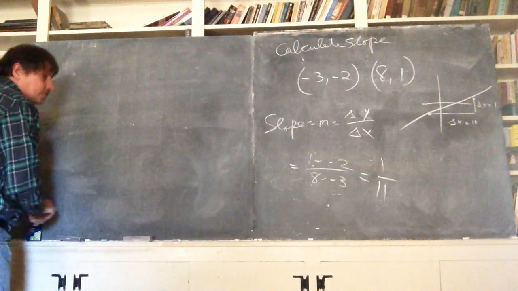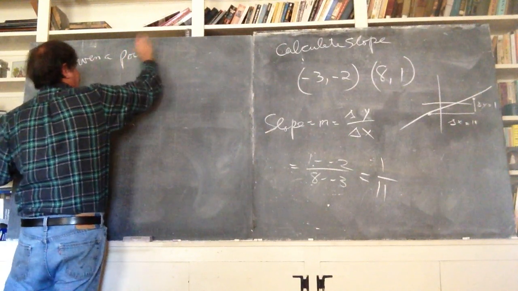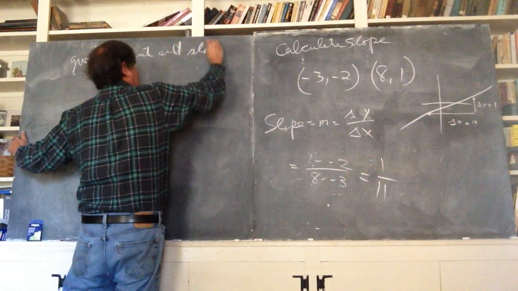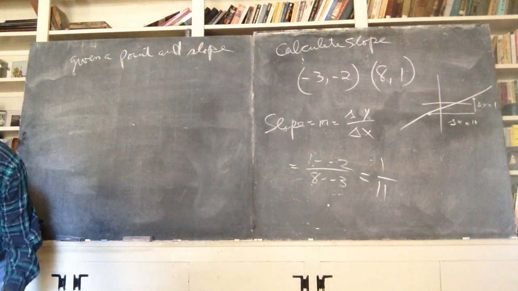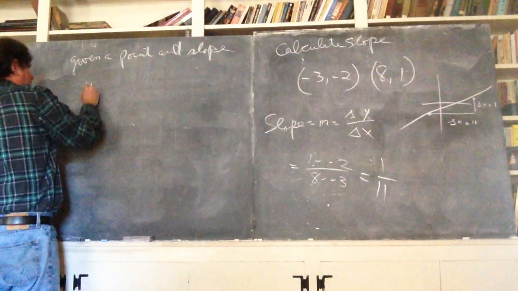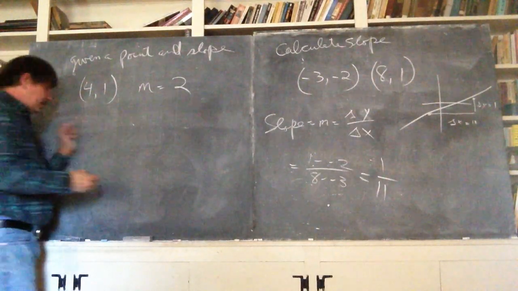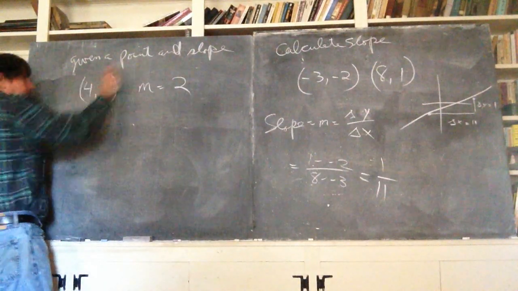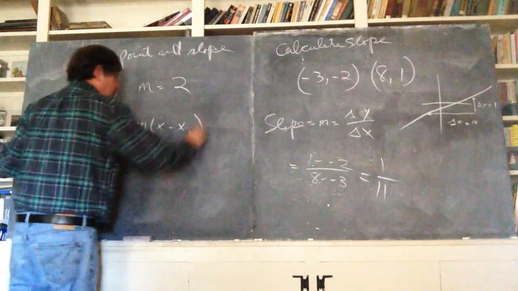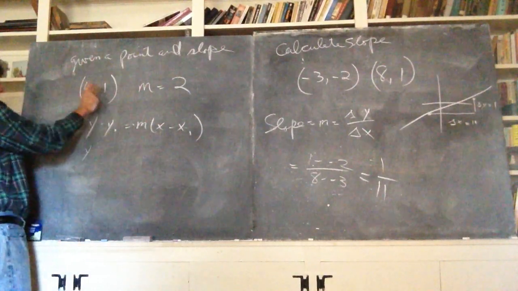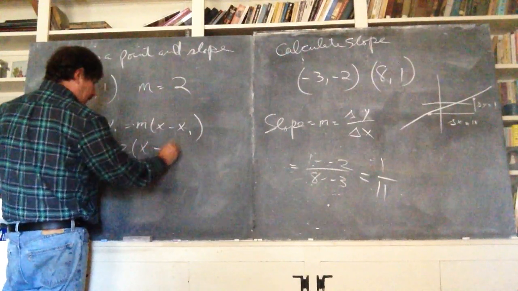Slope-intercept: suppose you're given a point and a slope. For example, (4, 1), slope is 2. So if we're given this, we're given a point and a slope, so you want to use point-slope form. And so we shove it all in: y minus, there's the y1, equals m, x minus, there's x1.